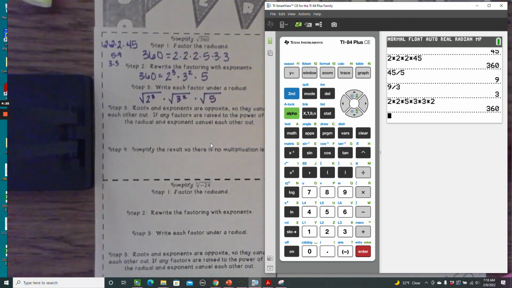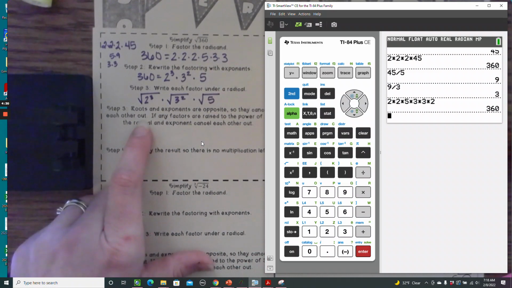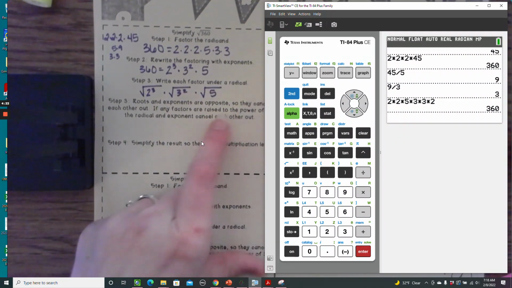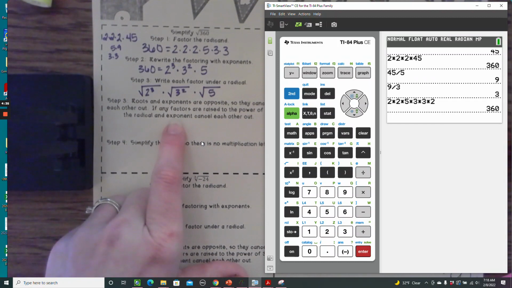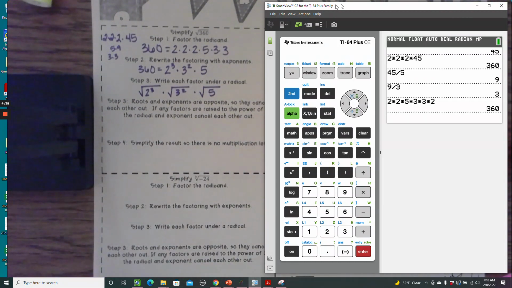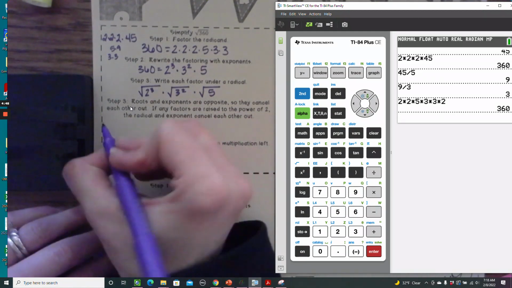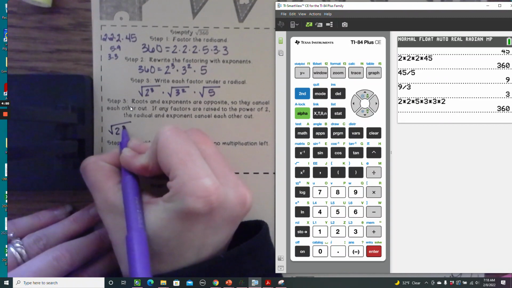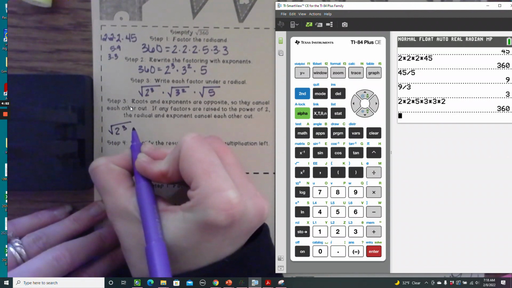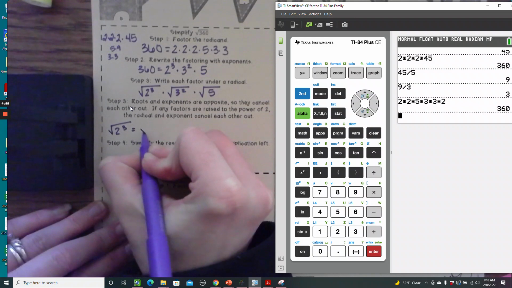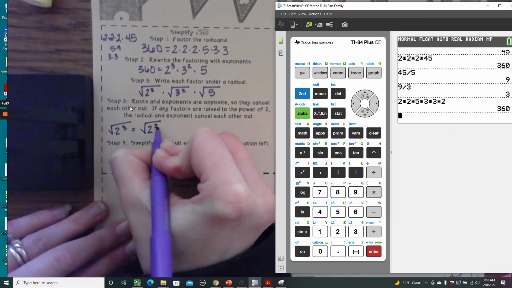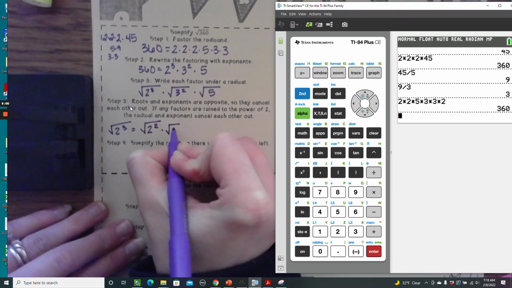And I'm going to break down anything that I can break down. So roots and exponents are opposite, so they cancel each other out. If any factors are raised to the power of the radical, an exponent, or power of 2, the radical and exponent cancel each other out. Now, in this case, where we have one raised to the 3, the square root of 2 to the third, I can break this one back down. What I want to do is make this one the square root of 2 squared times the square root of 2.